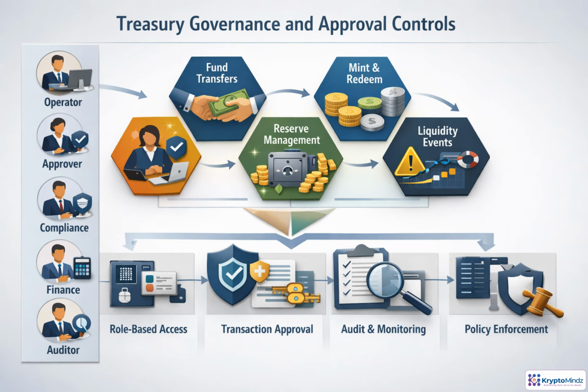Treasury governance is where operational authority meets financial risk. Every fund movement, reserve adjustment, mint, redemption, or emergency liquidity action should pass through defined roles and enforceable approvals. Maker-checker flows, dual signatures, limits, escalation rules, and approval windows prevent one person from acting unchecked. Just as important, each decision must leave an audit trail that connects wallet policy, custody signing, bank entitlements, and internal finance controls.